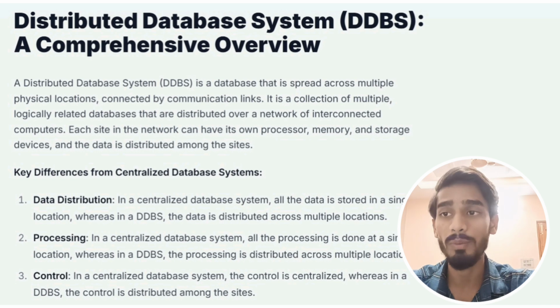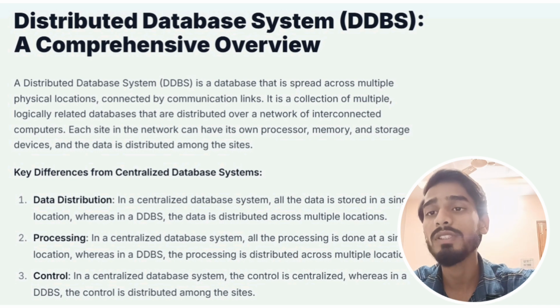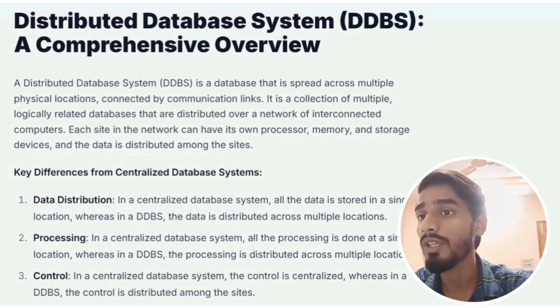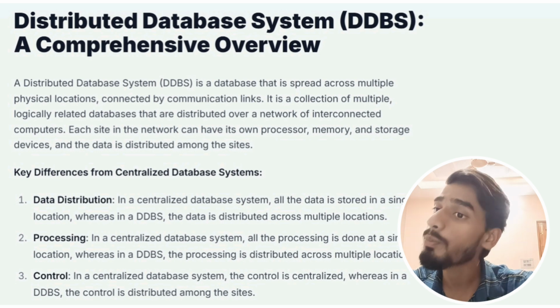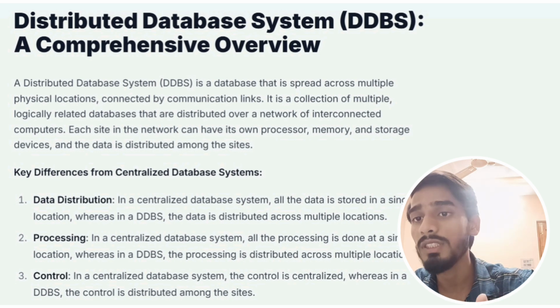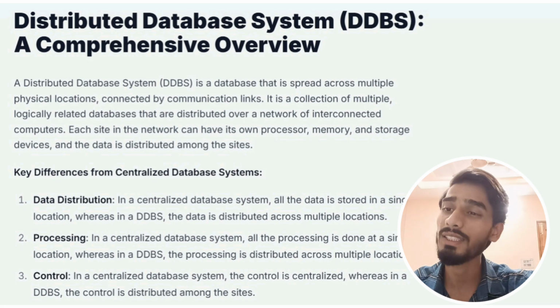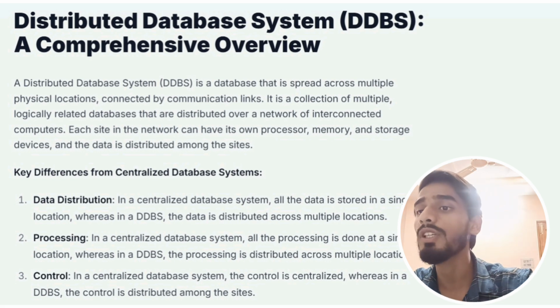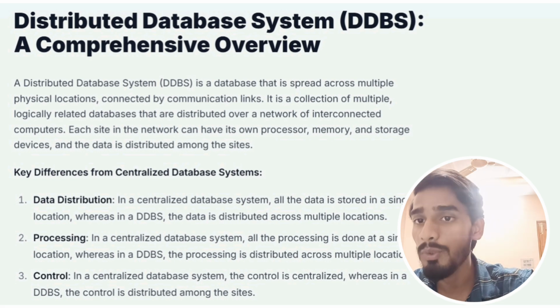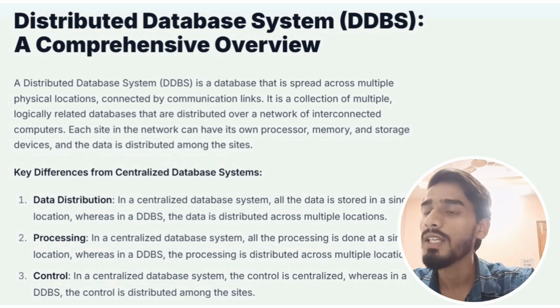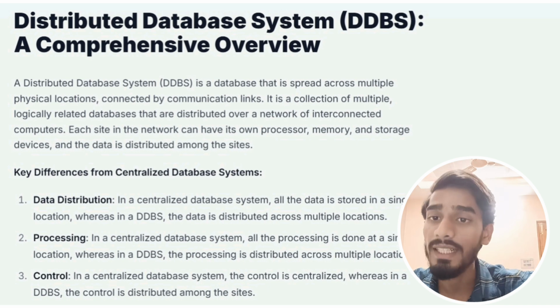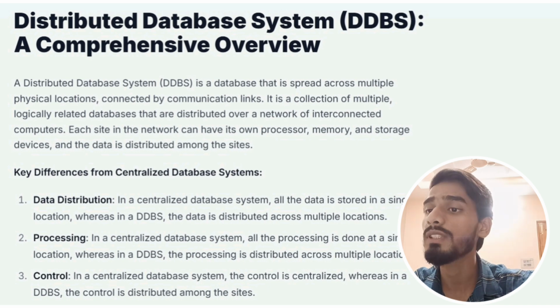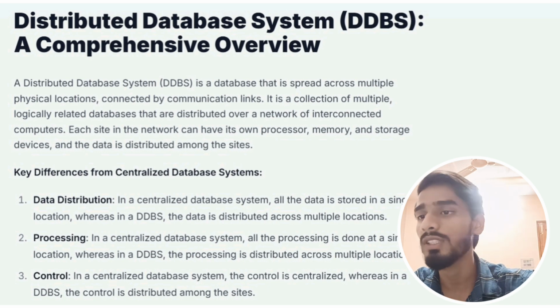First is data distribution. In centralized database system, all the data is stored in a single location, whereas in a distributed database system, the data is distributed across multiple locations. Second is processing. In a centralized database system, all the processing is done at a single location, whereas in a distributed database system, the processing is distributed across multiple locations. Third is control. In a centralized database system, the control is centralized, whereas in a distributed database system, the control is distributed among the sites.